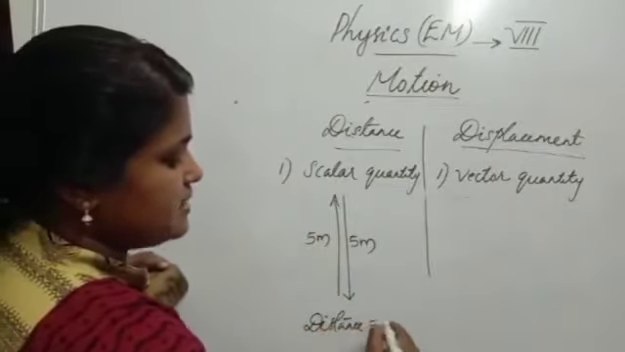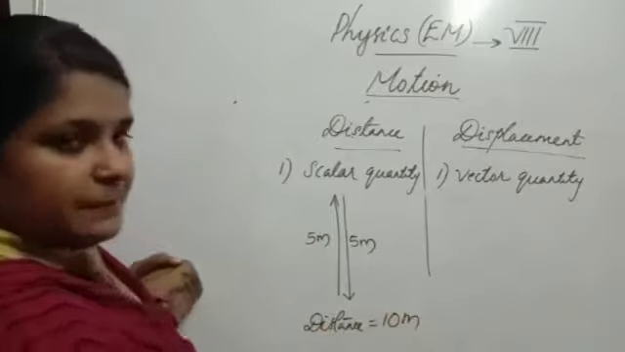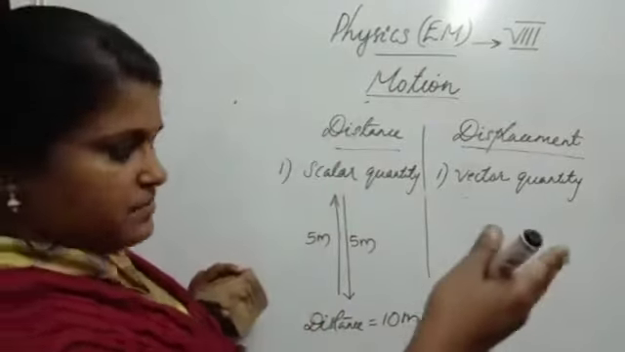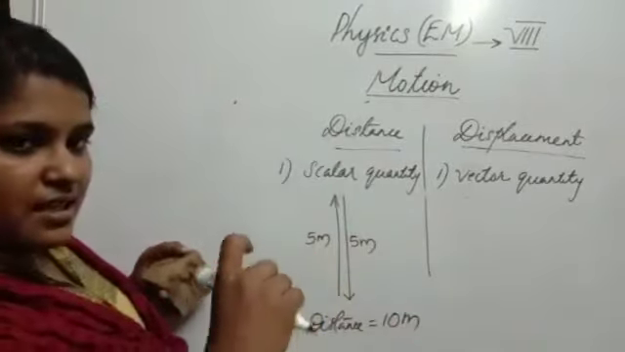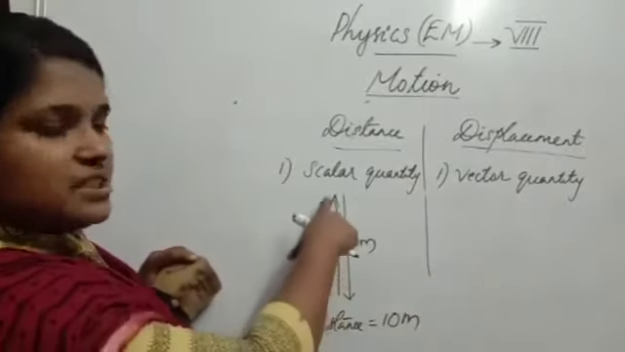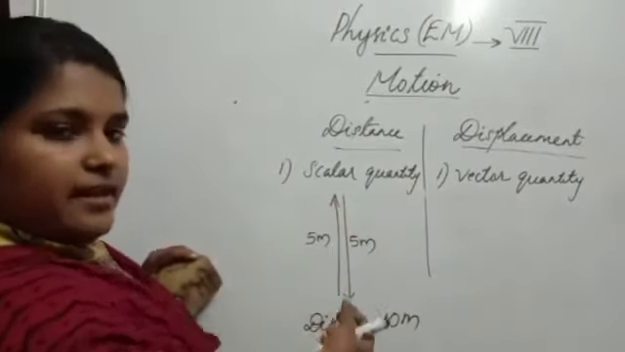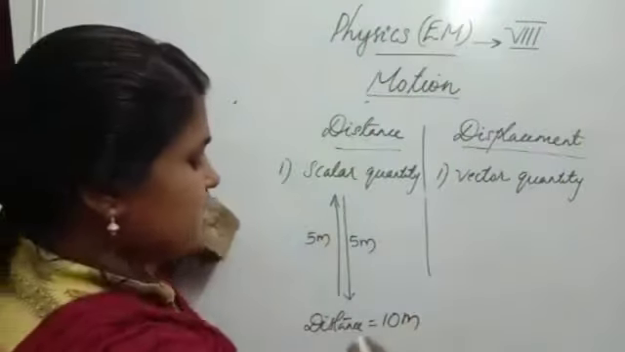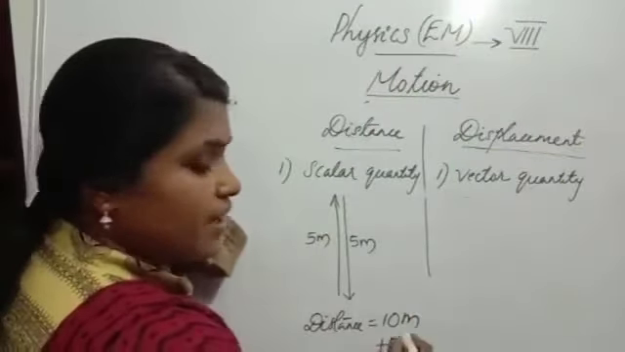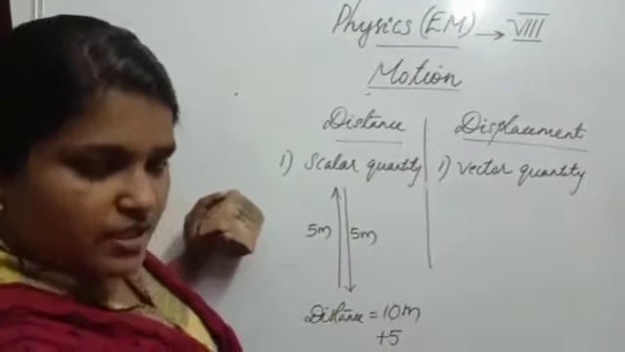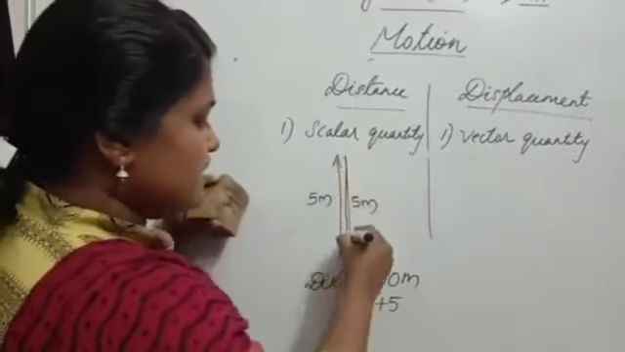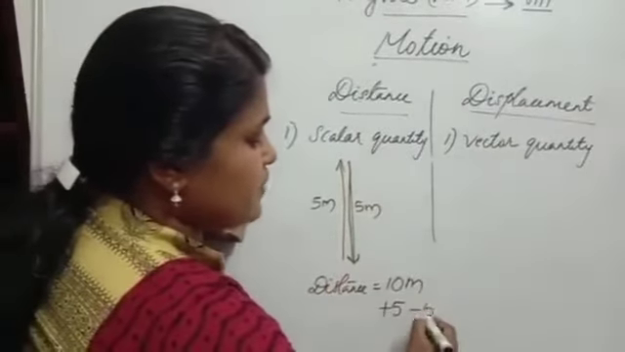Distance travelled is equal to 10 meter. But in case of displacement, displacement is the distance between initial position to the final position. It travelled upward. At that time the displacement is plus 5. Now it returns to the ground. So in the opposite direction it is minus 5.